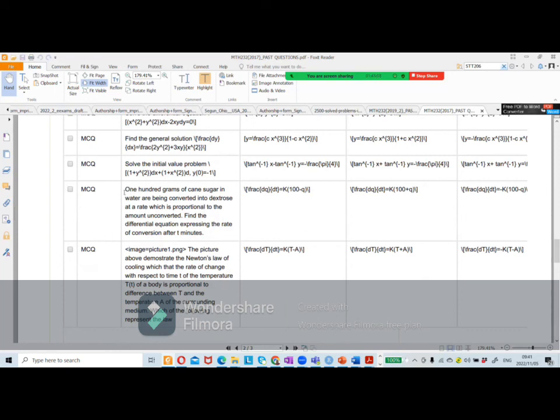This one too: they said you have 100 grams of cane sugar in water and it is being converted into dextrose. Go and check your notes. This particular application is there. How do you write it? The way we explained it, the x they said is converted. The amount unconverted is what? Find the differential equation and write it in differential form.